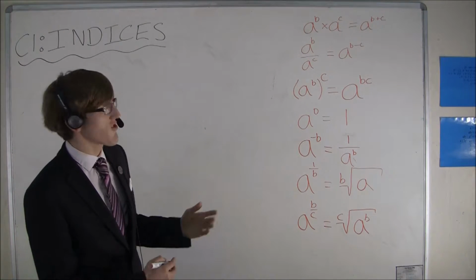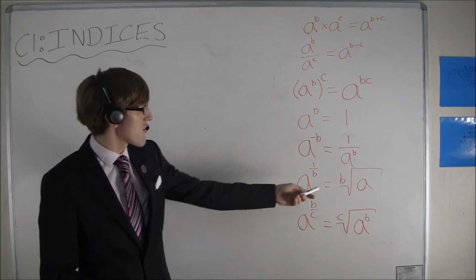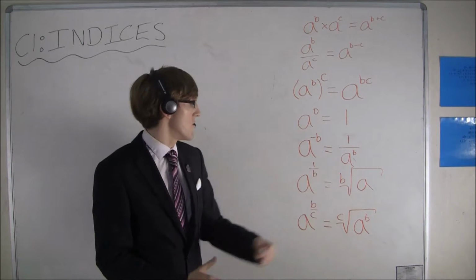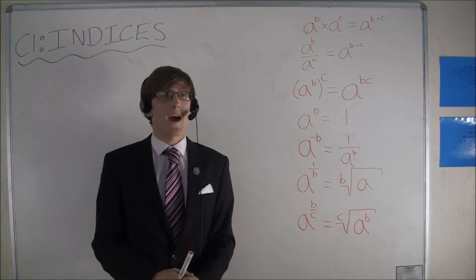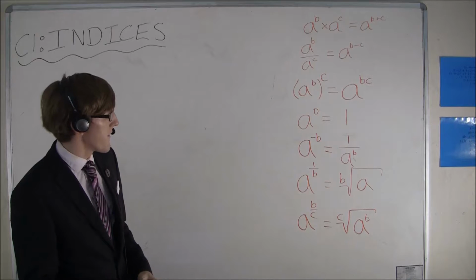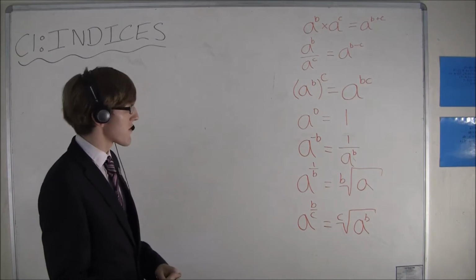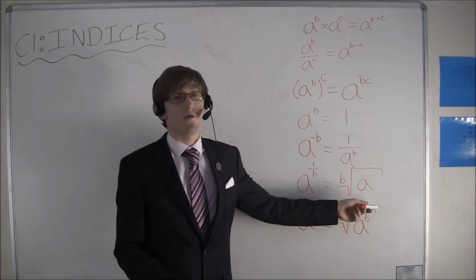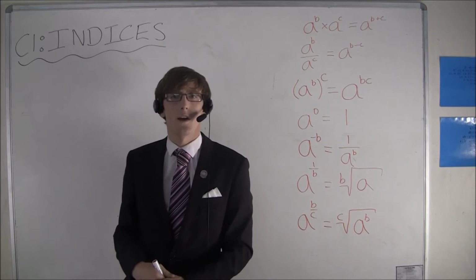If we have something to a fractional power, then the denominator of that fraction simply becomes the degree of the root that we put that number to. So a to the power of 1 over b is simply the bth root of a. And similarly, if we have a fraction where 1 is not the numerator, then we just raise our result to the power of that numerator. And as we showed earlier, it doesn't matter whether it's inside or outside that square root sign.